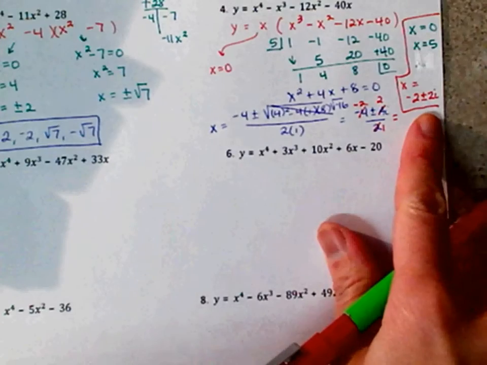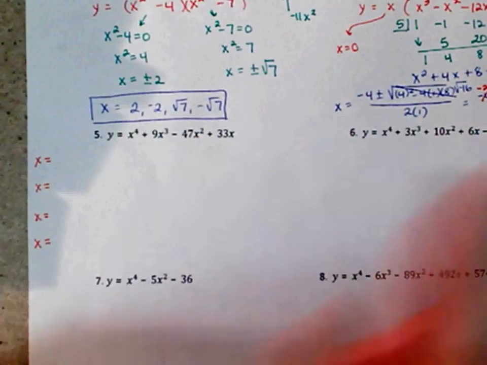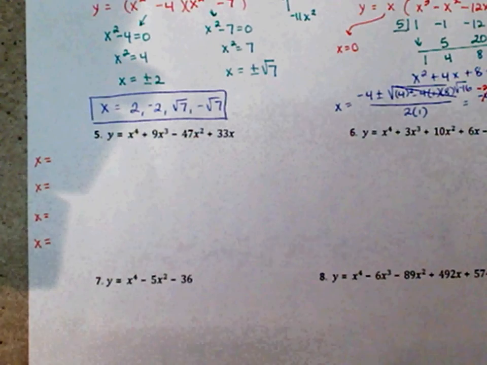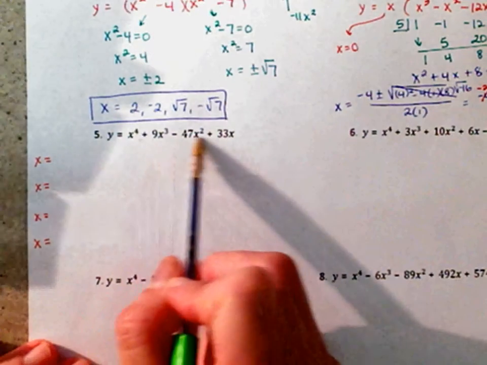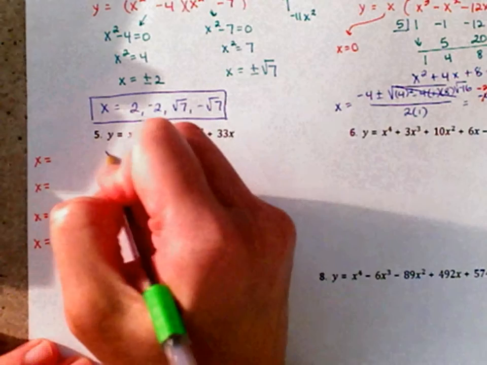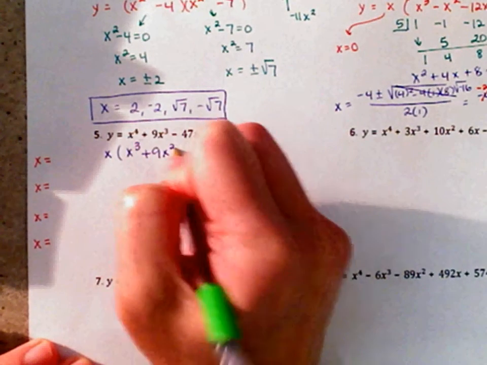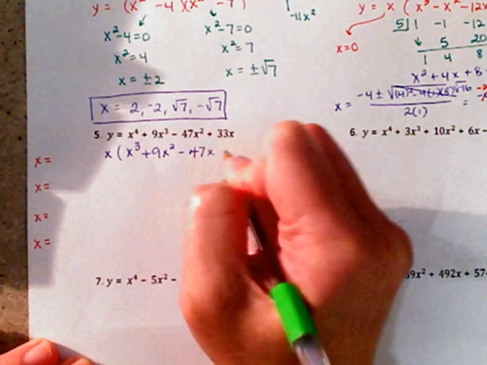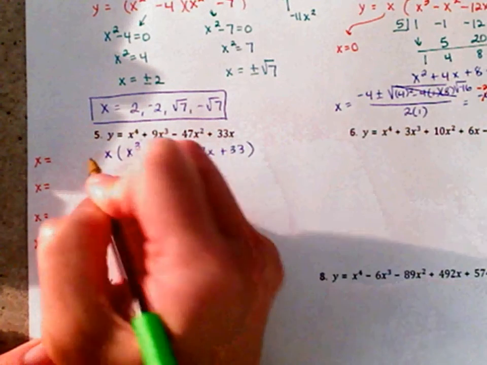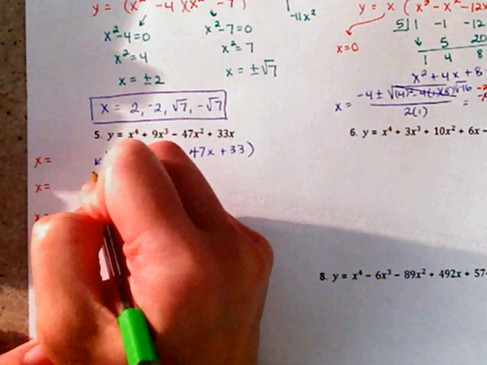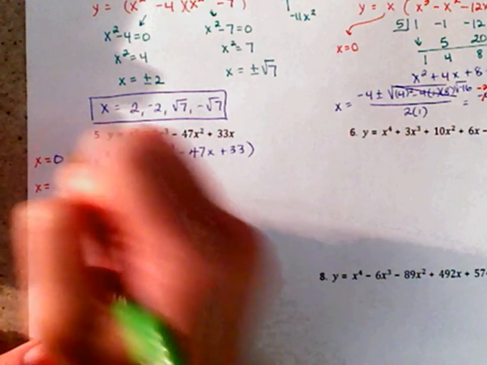Either way. All right. Now before I start, let's take a look. What do they all have in common? They got an x. Factor out your x. X to the third plus 9x squared minus 47x plus 33. Set this one equal to 0. There's your first solution. Okay?